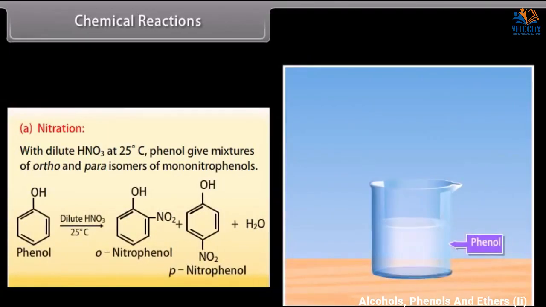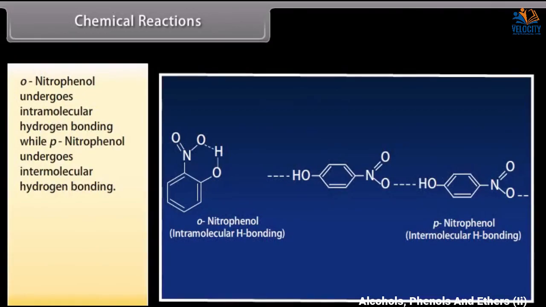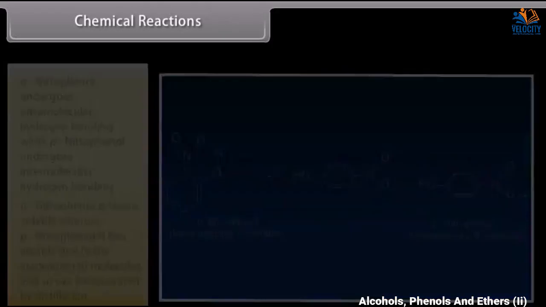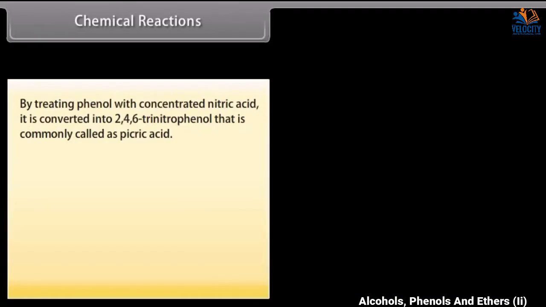On adding dilute nitric acid to phenol at 25 degrees Celsius, it forms ortho-nitrophenol and para-nitrophenol. Ortho-nitrophenol undergoes intramolecular hydrogen bonding, while para-nitrophenol undergoes intermolecular hydrogen bonding. Ortho-nitrophenol is steam volatile, whereas para-nitrophenol is less volatile due to the association of molecules, and so they can be separated by distillation.